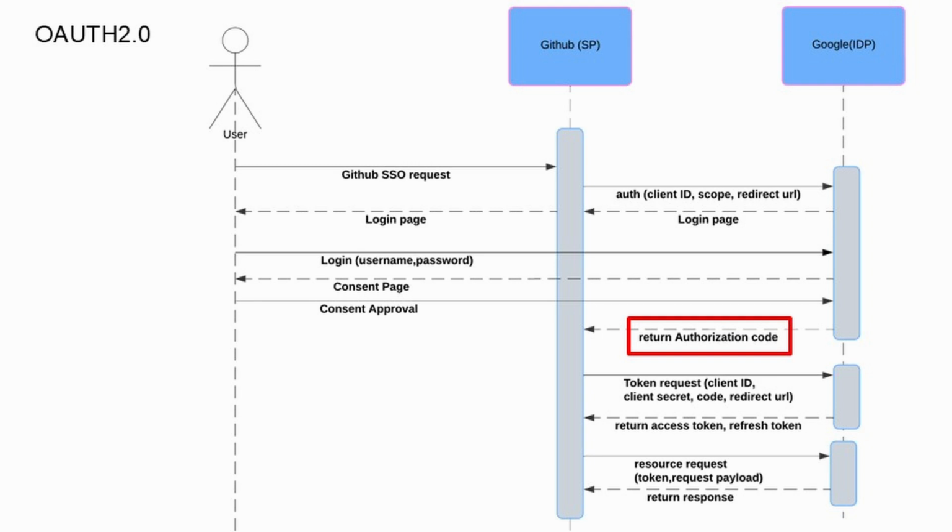Now this authorization code is further used by GitHub to get the access key, which was our hotel key card, if you remember. To get that access key, Google provides GitHub with an authorization code, and then GitHub again makes a request using that authorization code, the client ID, client secret, and redirect URL that we saw earlier. It is then provided with the access token and refresh token. Once the Google IDP verifies the authorization code and all other details, it provides GitHub with the key card, which is your access token, and also a refresh token.